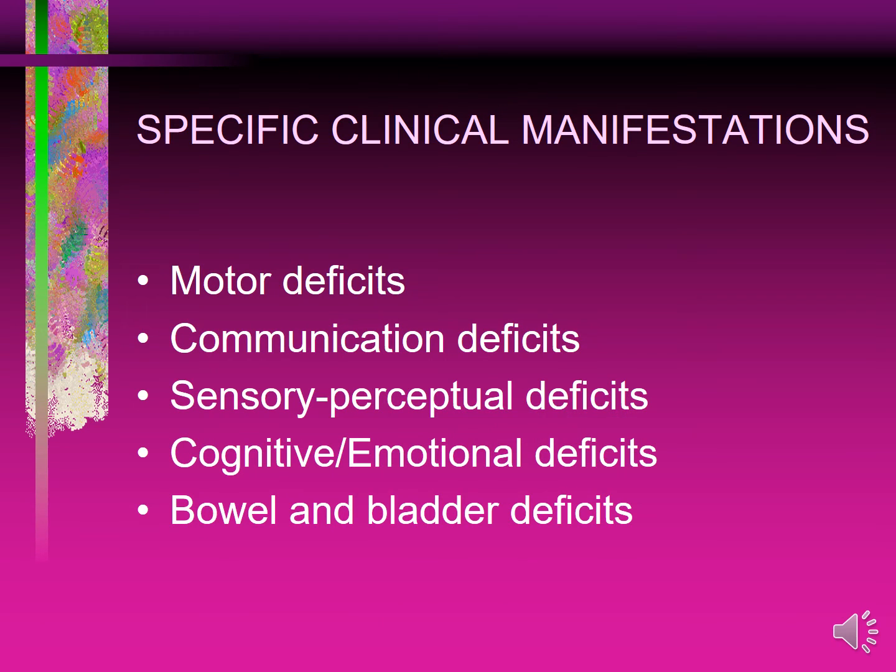The specific clinical manifestations of a stroke can be divided pretty much into these 5 categories, and we'll go into them a little bit more specifically: motor deficits, communication deficits, sensory perceptual deficits, cognitive emotional deficits, and bowel and bladder deficits. And as I said, we'll go into these a little more in depth.